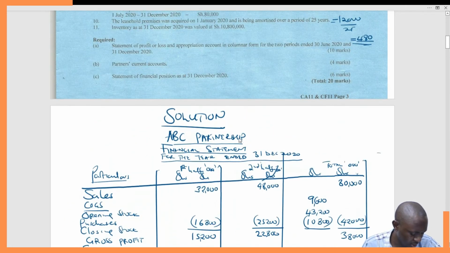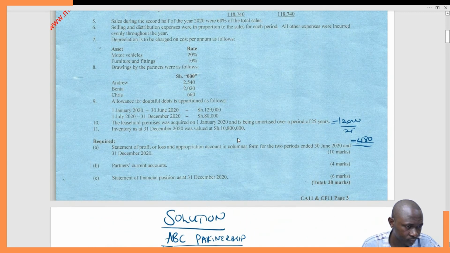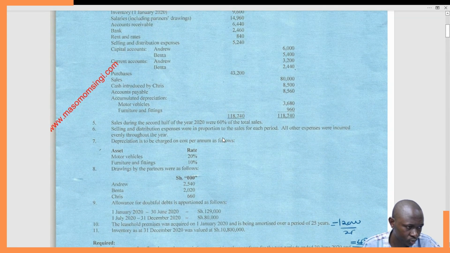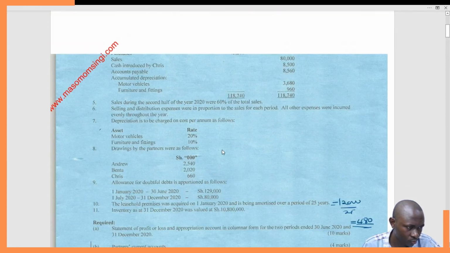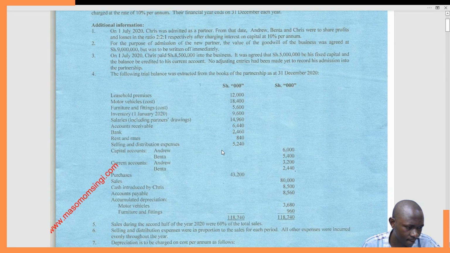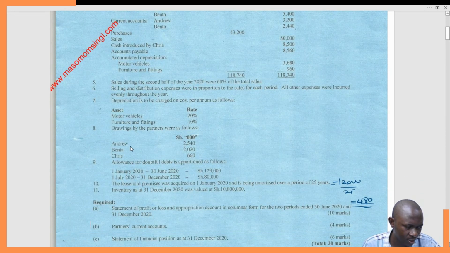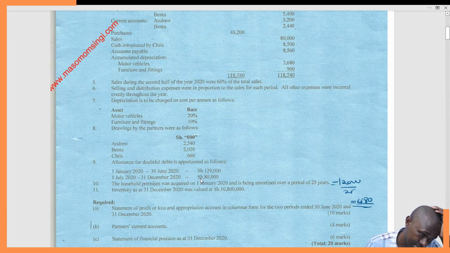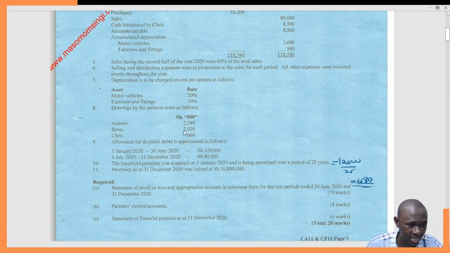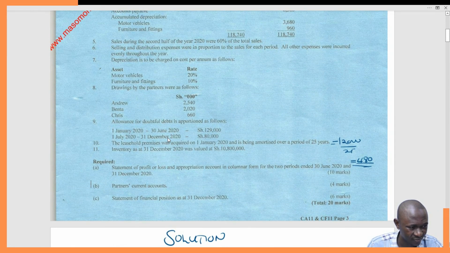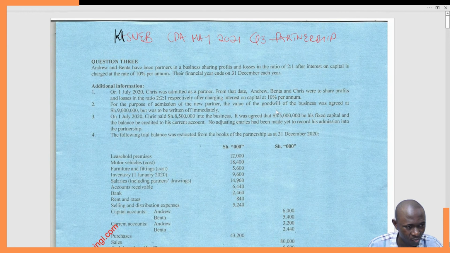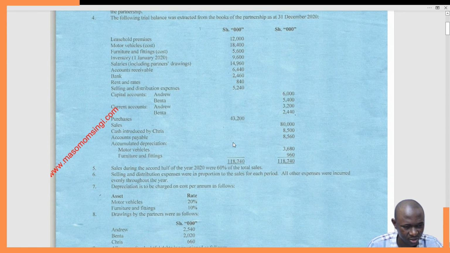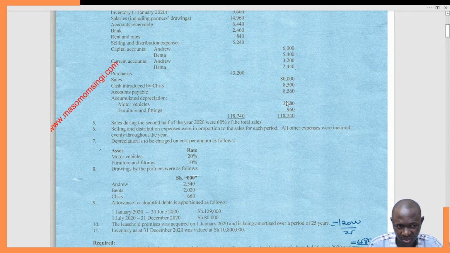The first one is trying to get the capital account. For the first half, we are not going to use the capital account that we've just prepared. For the first half, it was very clear these guys were only 2. So those are the figures that we're going to use. First half, 6,000 and 5,400. And how much are they getting? It is 10%. So 10% of 6,000 is 600.